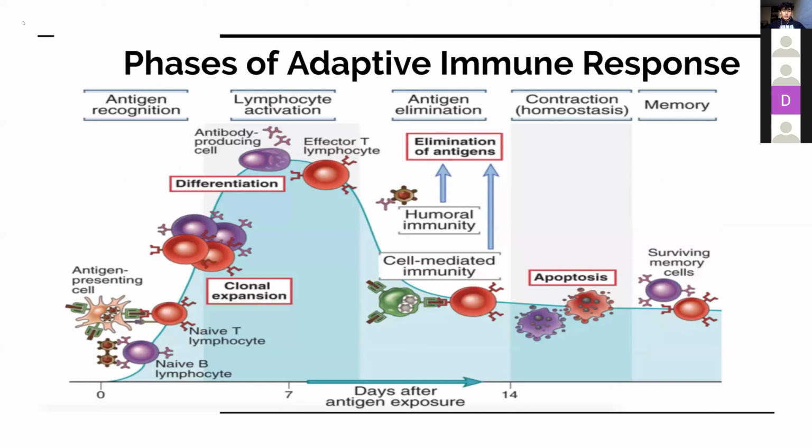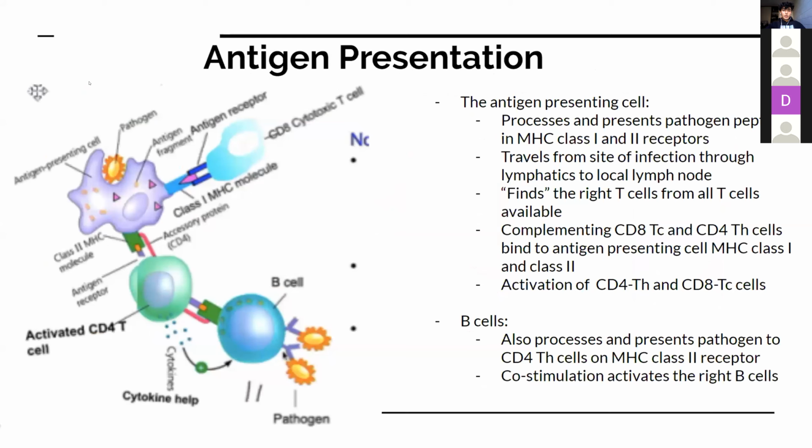All right, so these are the general phases of your adaptive immune response. I'll quickly delve into each of the different parts. You've got antigen recognition, lymphocyte activation, antigen elimination, and then memory. Let's move on, firstly, to antigen recognition and presentation.